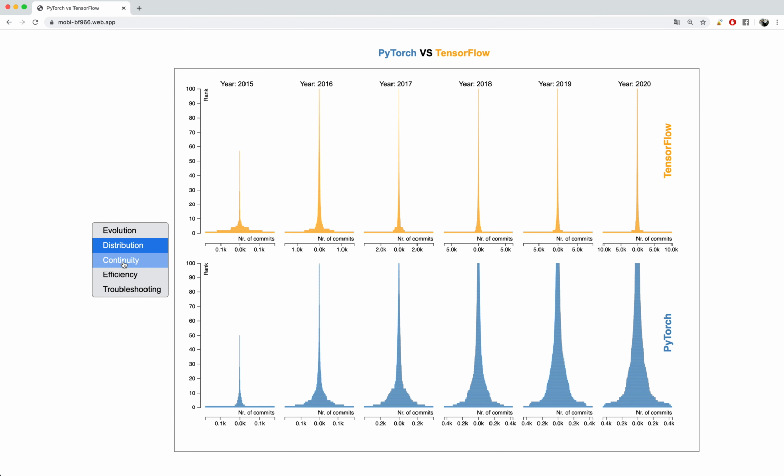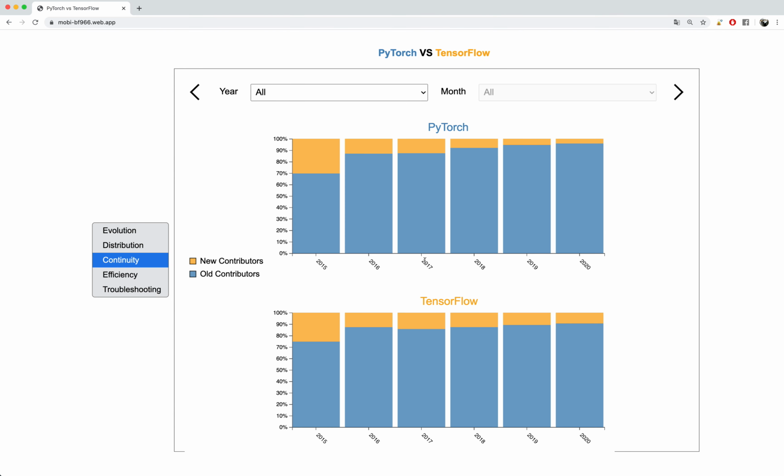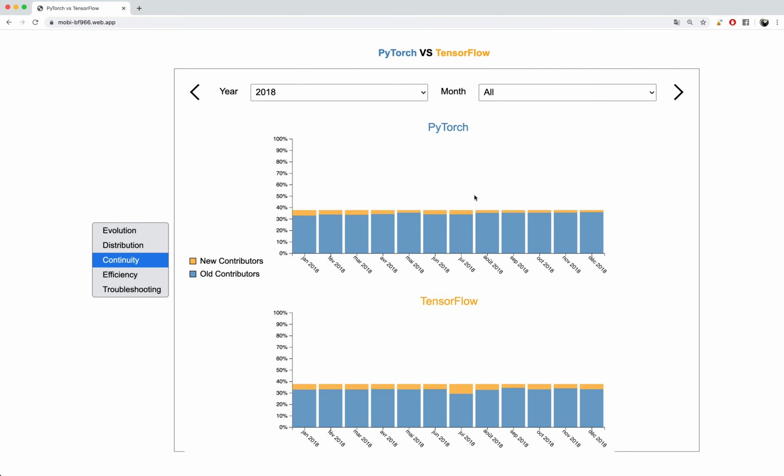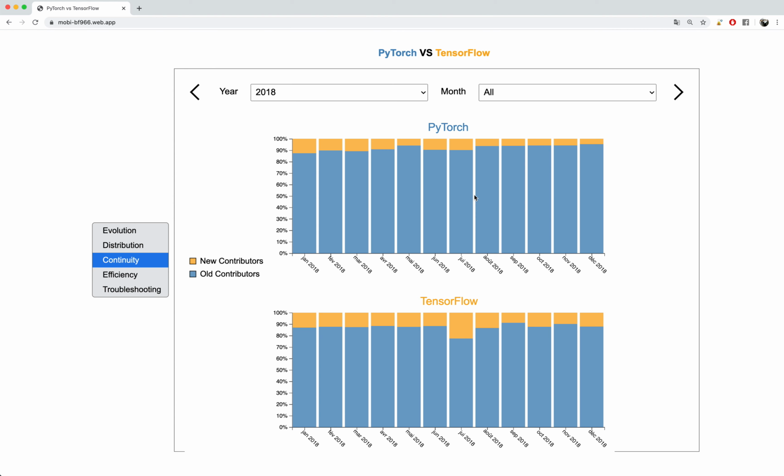Let's take a look at the Continuity tab. Here we see the percentage of new versus old contributors, and we can see the information year by year. It's normal that in the beginning there is a bigger part of new contributors, and after it stabilizes, which is normal. And we can select the months to visualize, or maybe the year.